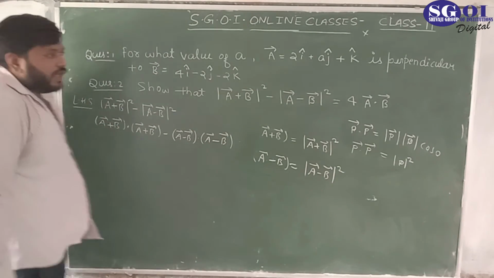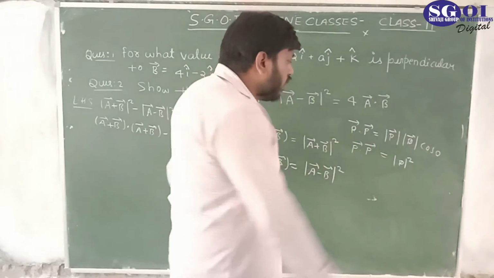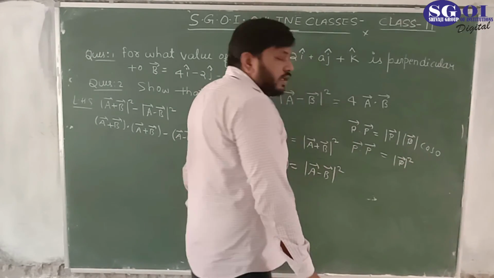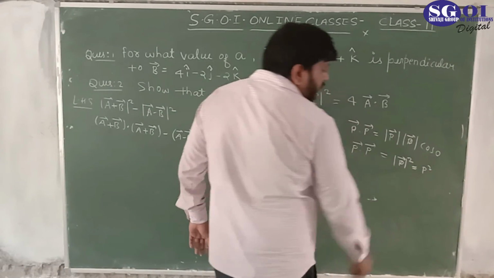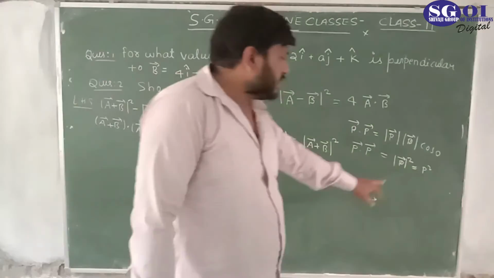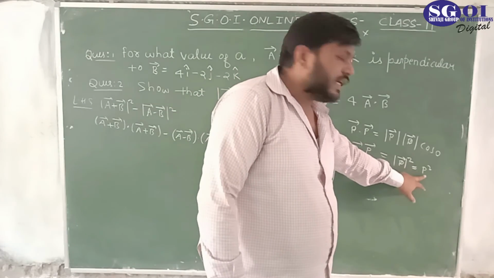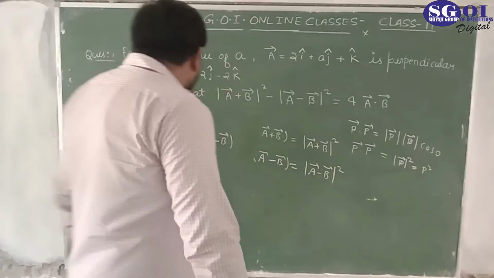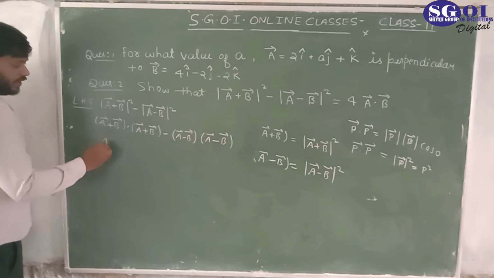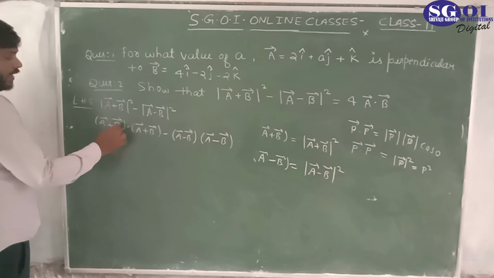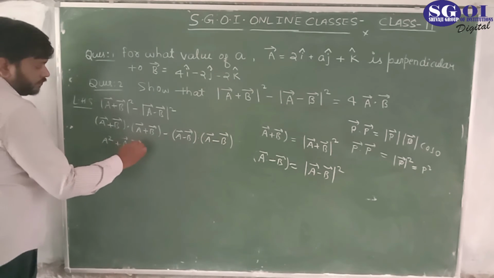A dot a: we have seen the dot product of a vector with itself results in mod of p square. We can also write this as simply p square, because the mod of vector p is the magnitude of p, which is represented as simply p, so it is p square. In the same way, first of all we will do a dot a, which is a square. Now a dot b, we simply write a dot b.